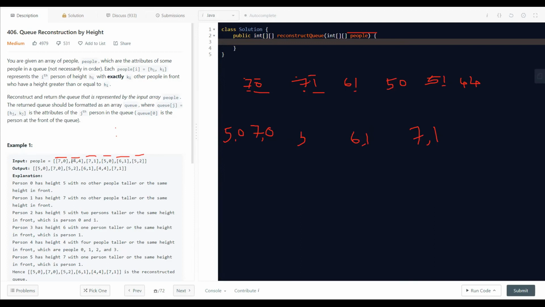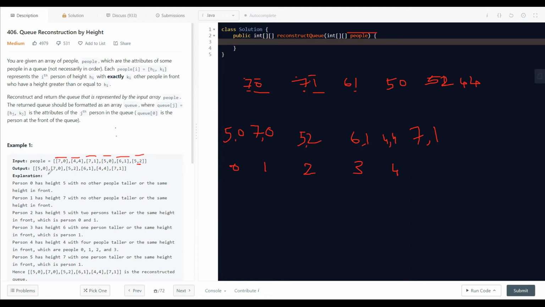What is that? 5 2. Yes, 5 2 was there. This is the 0th position, this is the first position, and there we have 5 2. I'm sorry, I wrote 1 over here, it should be 2. So we inserted 5 at the second position based on the array. Now we got 4 4 over here. That is 0, 1, 2, 3, and then the 4th place, which is currently pointing to our 7 1. Now we insert 4 4 at the 4th position.